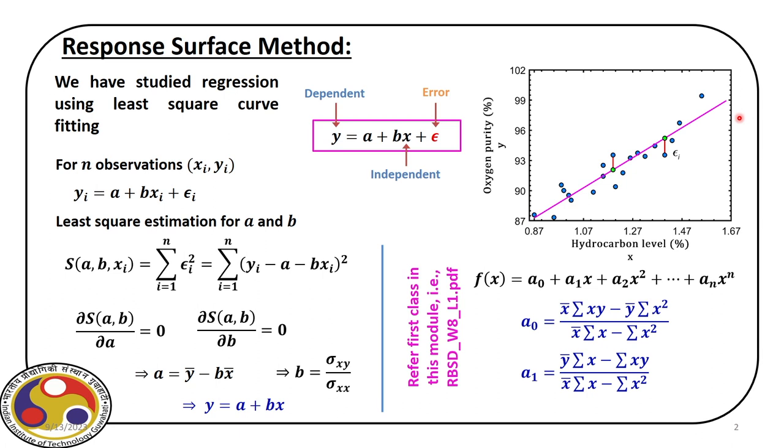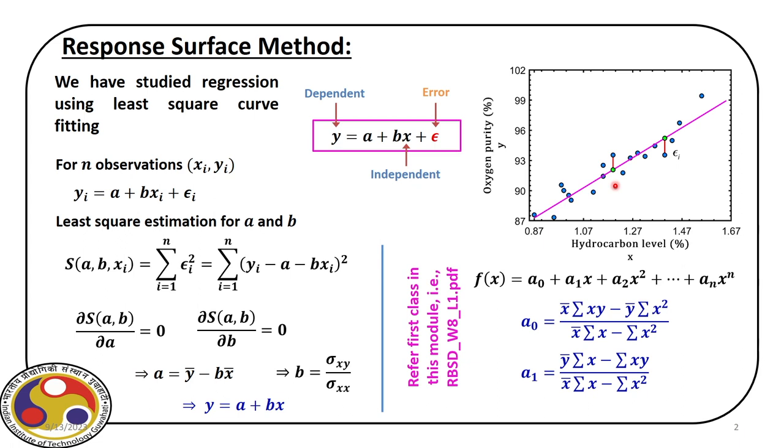Now the moment we fit that straight line, just look at this schematic diagram. These blue dots are the observations that come from the actual physical process. We measure the hydrocarbon levels and oxygen purity, and that's how we get these blue dots.